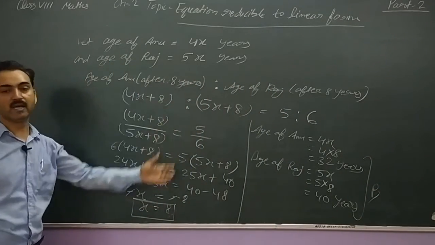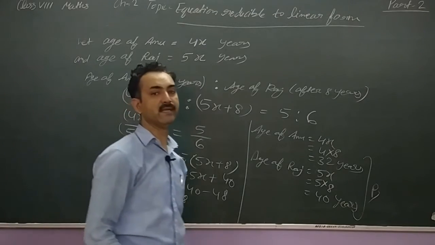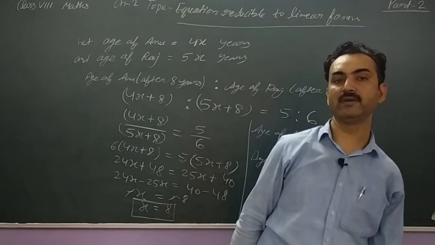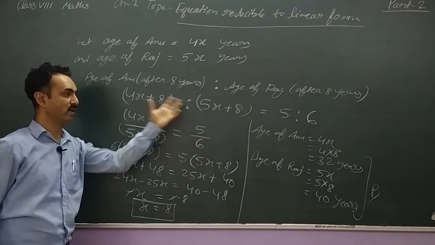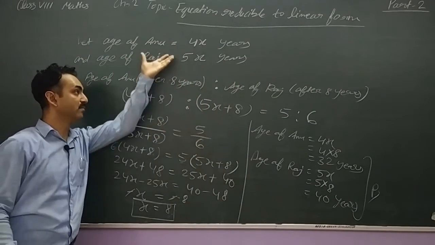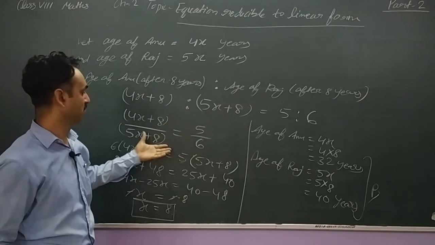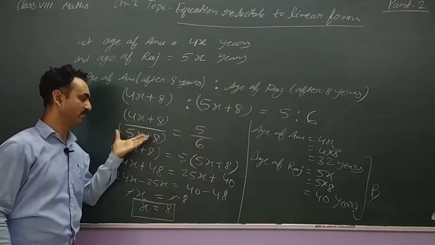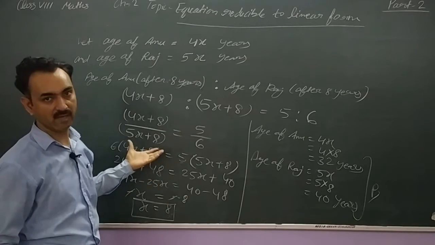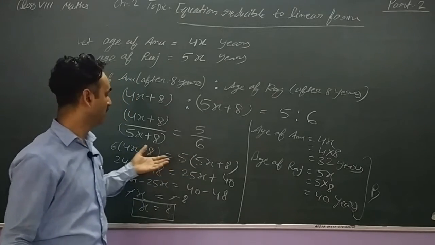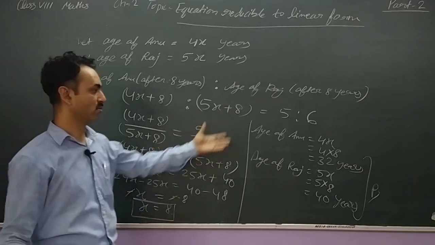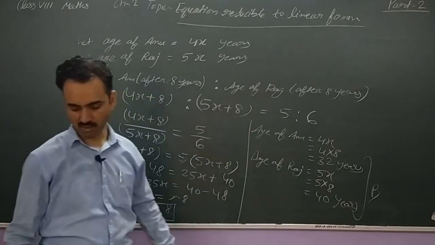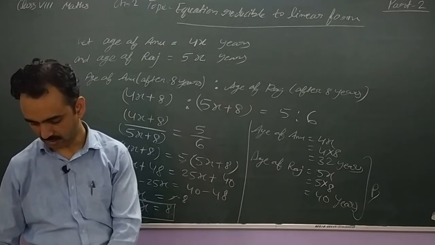So in this manner we can solve a question related to the ages of two persons given in ratio form, and we can make the first equation very carefully. How to make the equation is the main part, and you have to understand it, and then we use the concept we have just learned, equations reducible to linear form, and now we have solved the question. So you will do practice and you will understand better.